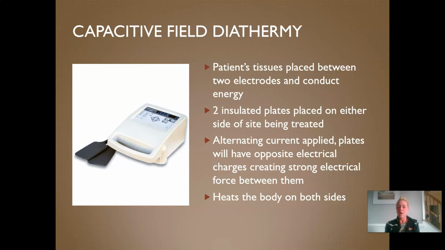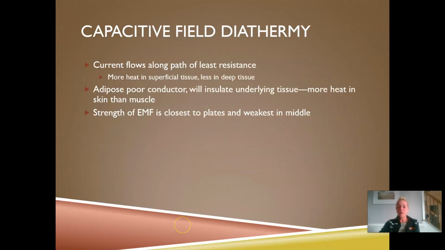The plates will have opposite charges, which creates an electrical force between them, and it's going to heat the body on both sides. The current is going to flow along the path of least resistance, which also makes it like e-stim, which we haven't gotten to yet, but we will. Again, with capacitive field, there's going to be more heat in the superficial tissue and less in the deep tissue. So again, the skin and the adipose are going to be heated to a greater extent.